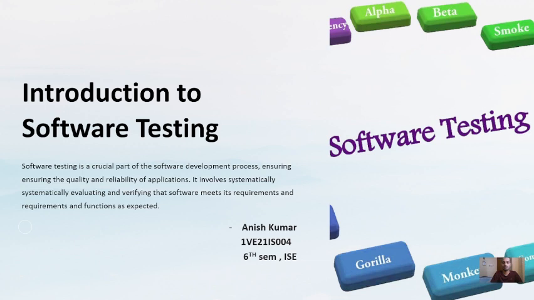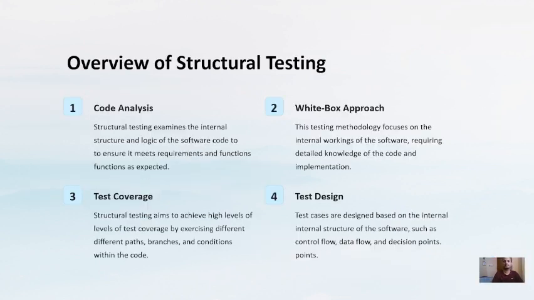Software testing is a crucial part of the software development process, ensuring the quality and reliability of applications. It involves systematically evaluating and verifying that the software meets its requirements and functions as expected. So next, we'll look at the overview of structural testing.